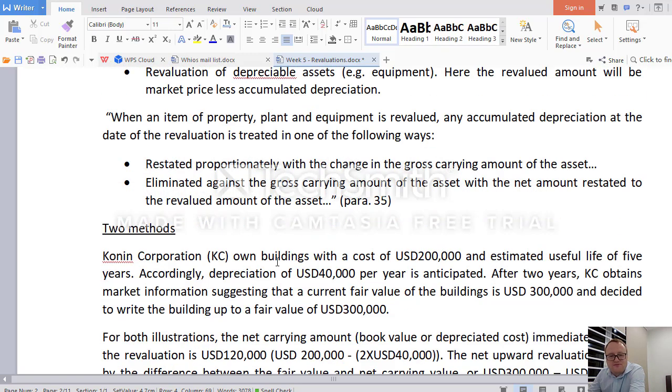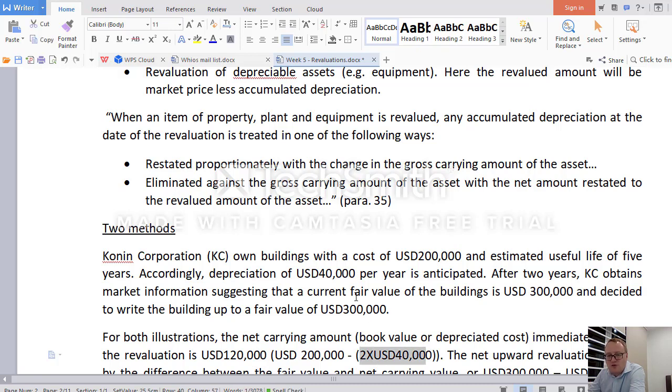So the cost of the asset is $200,000. The estimated life is 5 years, it doesn't matter. You can find annual depreciation. So what is it? It's 200,000 divided by 5 if you use the straight line method. So 40,000 per year. So in the first year you depreciate by 40,000, and in the second year you depreciate by another 40,000. So over 2 years you depreciate by 80,000.